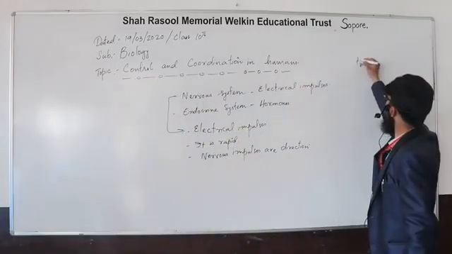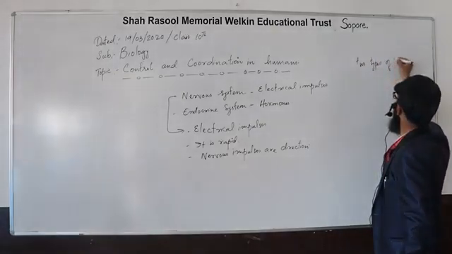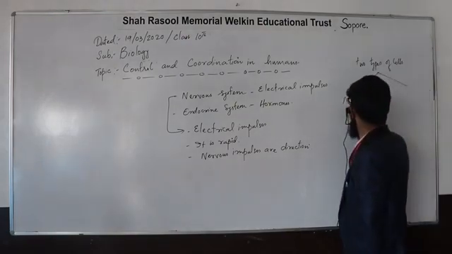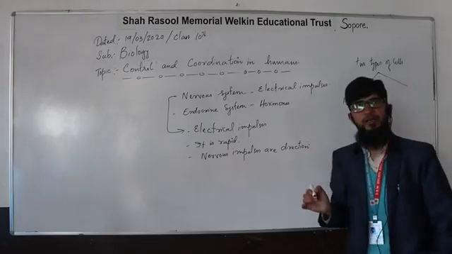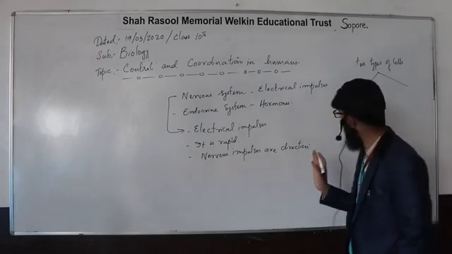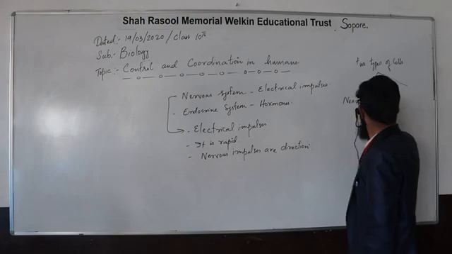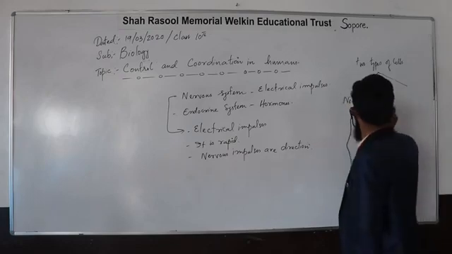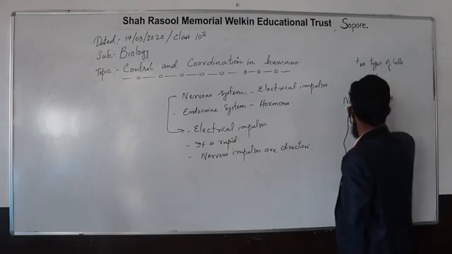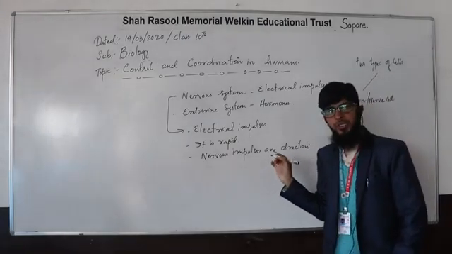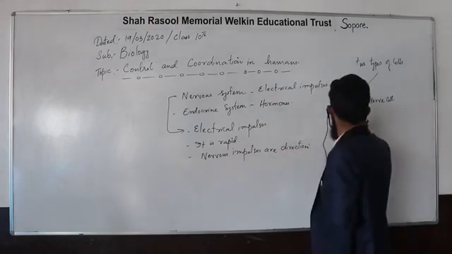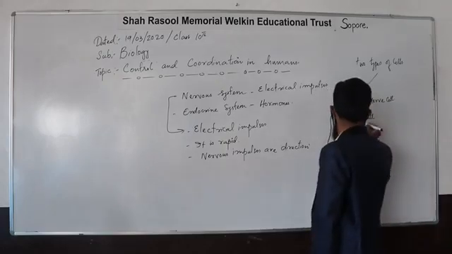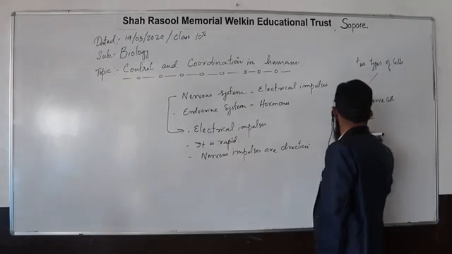So there are two types of cells in the nervous system. One of the types is the neuron. A neuron is a type of cell present in the brain, spinal cord and all parts of the nervous system. It's also called a nerve cell. Both names are used in the books. And another type of cell found in the nervous system is the glia cell. It's also called the neuroglia cell.